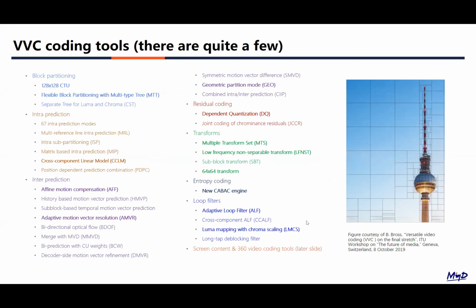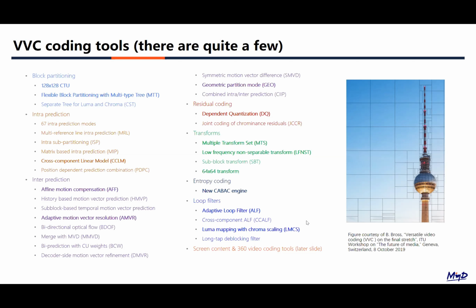So how did we achieve that? There's actually quite a few coding tools that VVC supports. I apologize for the busy slides. I color-coded different categories of coding tools just to show you that we consider every aspect of a hybrid video coding system, from block partitioning all the way to residual coding, transform, entropy, loop filter, all of the building blocks. I highlighted a few in boldface, so let me quickly touch upon those.